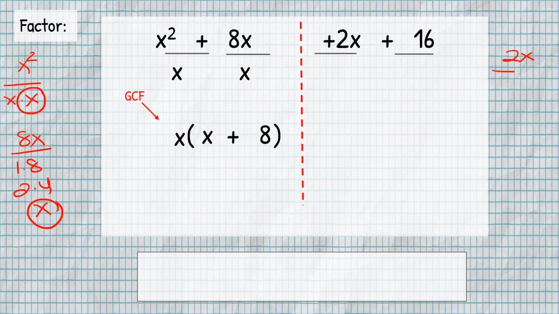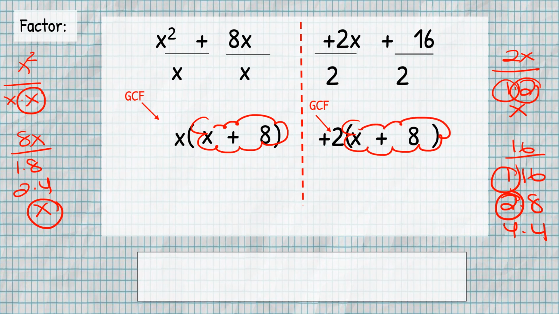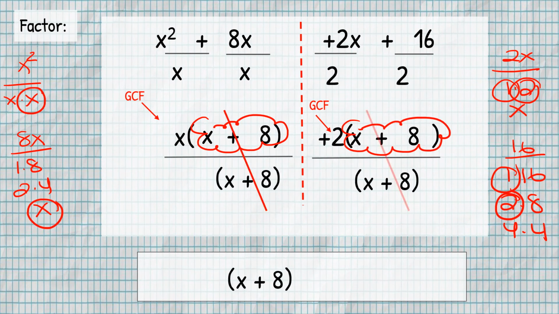On the other side, we have 2x and 16. So the only things they have in common are 1 and 2, but the biggest one is 2, so our GCF is going to be 2. We divide everything by 2, and we're left with x plus 8. So notice these are the same. When they're the same, we can take that out, and we're left with an x and a plus 2.